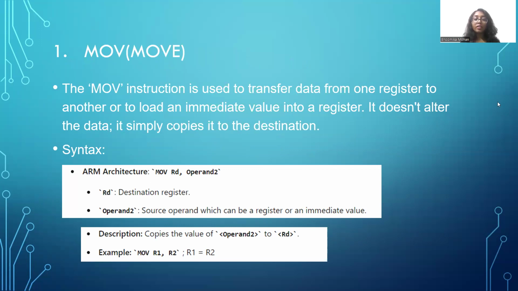It doesn't alter the data. It simply copies it to the destination. The syntax of this move instruction is MOV RD, operand 2. RD is the destination register and operand 2 is the source operand, which can be a register or an immediate value. Coming to the description, it copies the value of operand 2 to RD. Going to an example, MOV R1, R2, which moves the contents from R2 to R1.